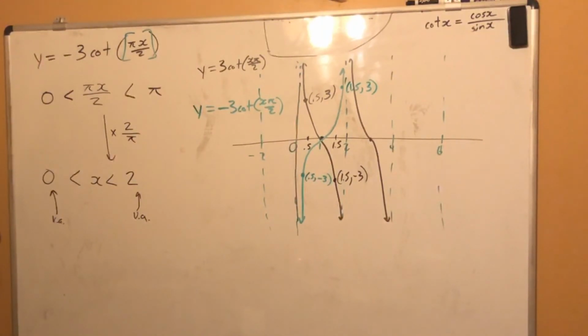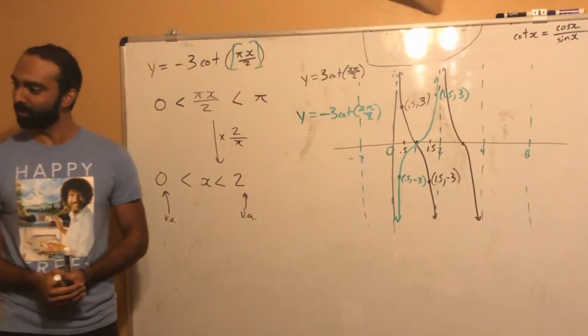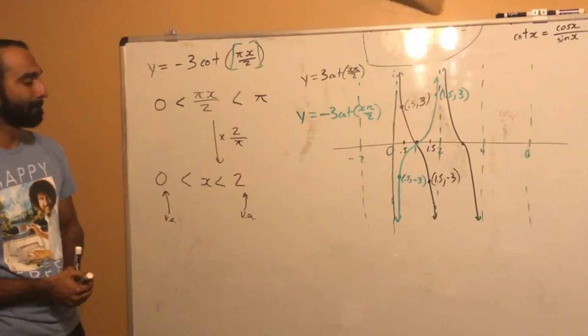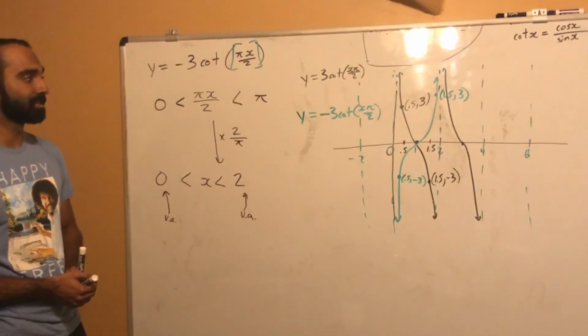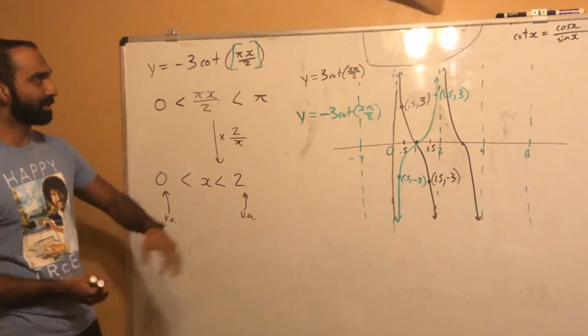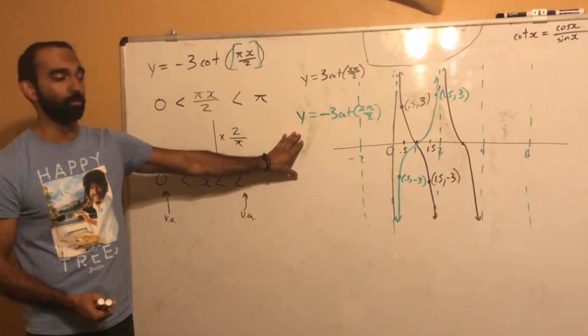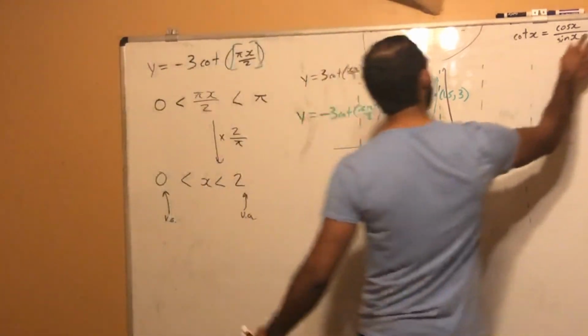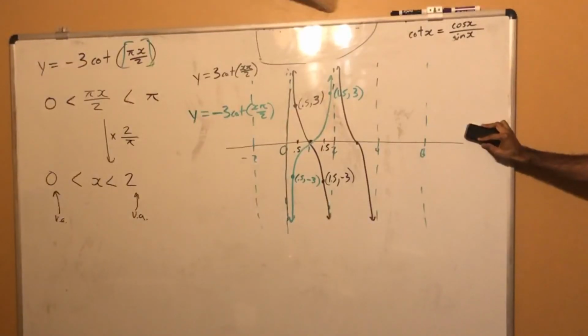All right. Any questions about that? You said it looks like a tan graph. Is it basically the same as a tan graph? Yeah, this is a tan graph. And I'll leave that as an exercise for you guys to figure out on your own. Which tan graph is this? But yeah, that is it, guys, for cotangent graphs and tangent graphs.